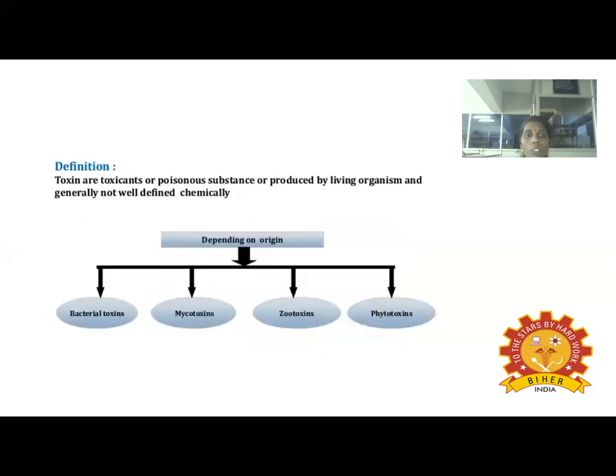What is toxin? The toxins are toxicants or poisonous substances produced by living organisms and generally not well defined chemically. Depending on origin, the toxins are classified as bacterial toxin, mycotoxin, zootoxin, and phytotoxins. Toxicants are poisonous substances.